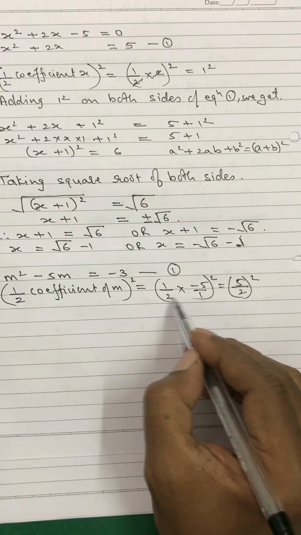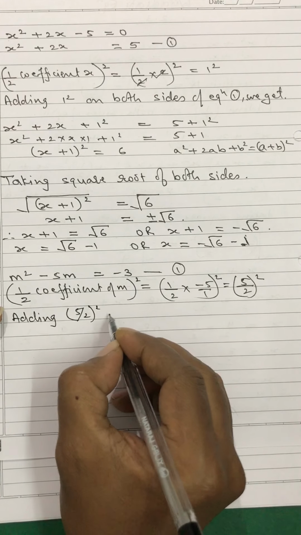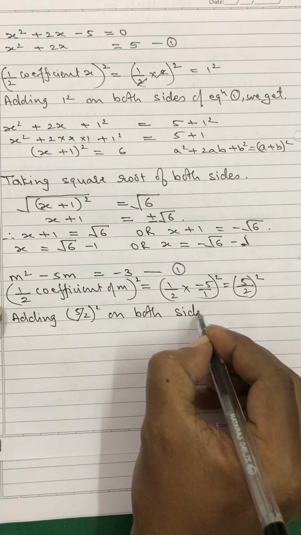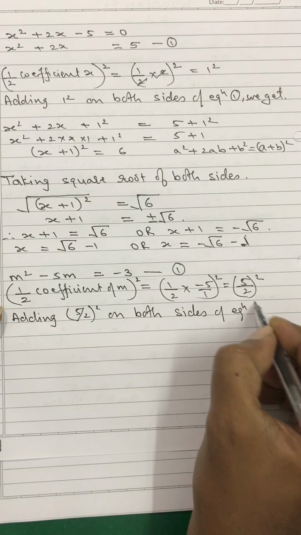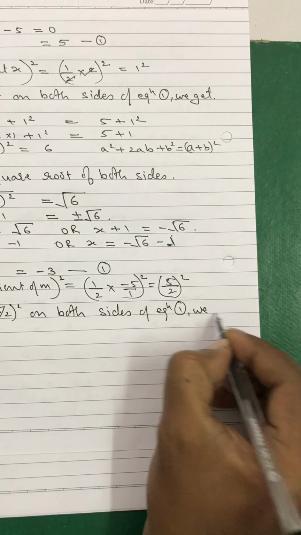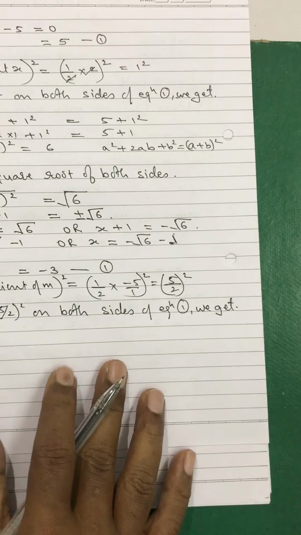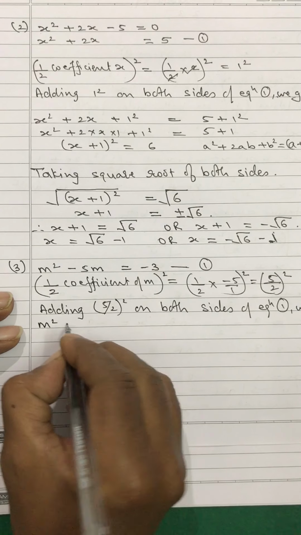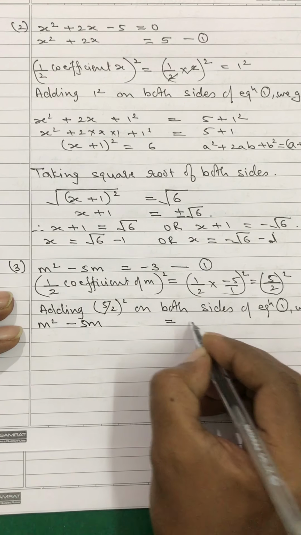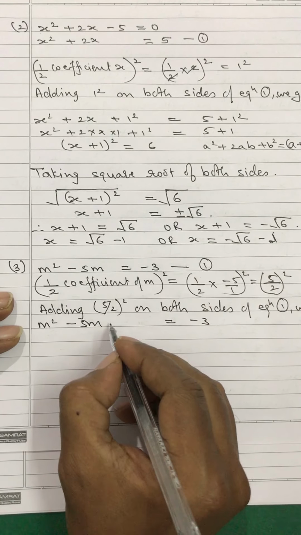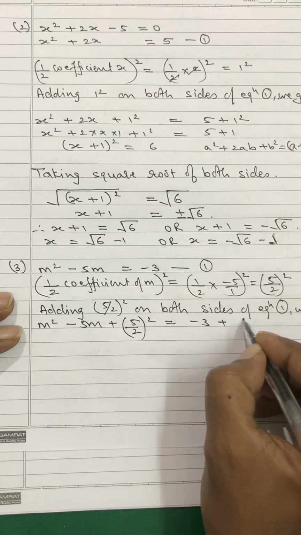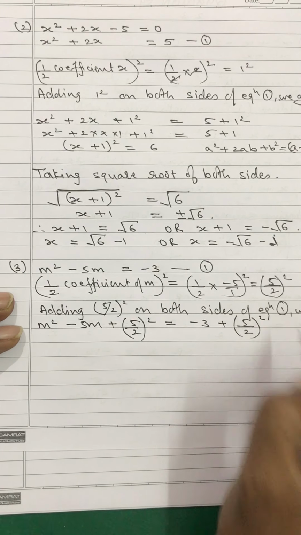Now adding 5 upon 2 the whole square on both sides of equation 1. What do we get? See, this is equation 1. I am writing equation 1 first: m square minus 5m is equal to minus 3. This 5 upon 2 the whole square, I will add on both the sides. Here also 5 upon 2 the whole square.